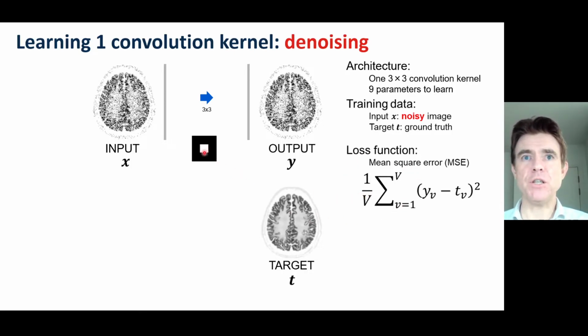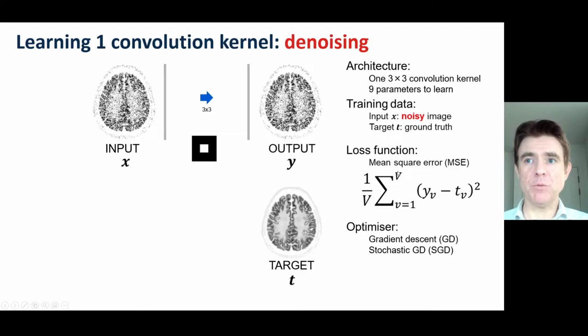And the idea will be to modify the values in this kernel such that the output here best matches the target according to that least squares cost function, or indeed mean square error loss function, the objective function if you like. And that could be done via optimizers such as gradient descent or stochastic gradient descent. These are optimizers that are going to change the values inside this kernel here such that the output matches the target as best as possible.